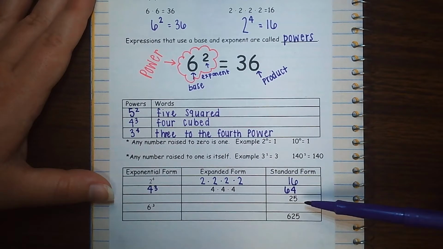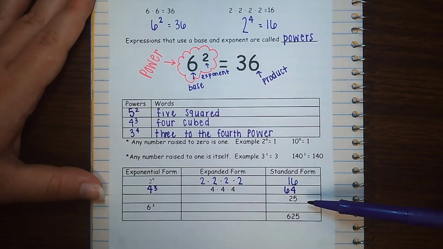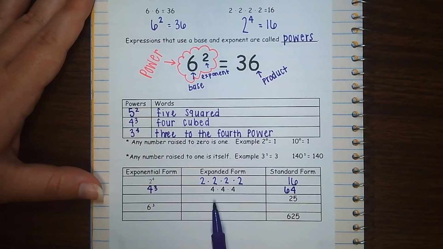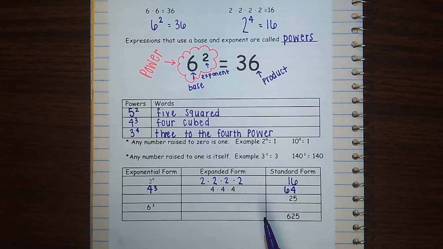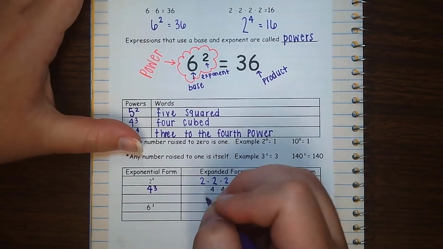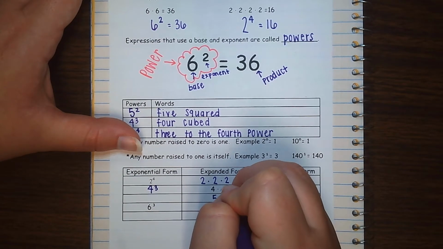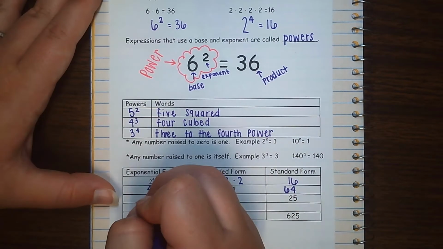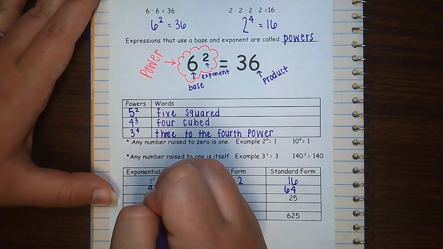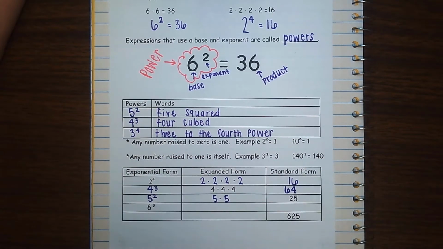This next one is tricky. We have 25 as standard form, and now we need to figure out what numbers we could multiply together to get 25, and what that would be in exponential form. Well, I'm thinking about 25, and I know I have to have at least 2 of the same numbers, and I know that 5 times 5 gives me 25. So if I put 5 times 5, that would give me 25. And 5 squared would be exponential form.